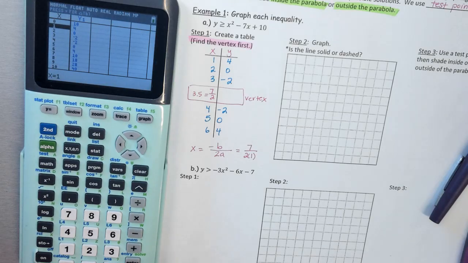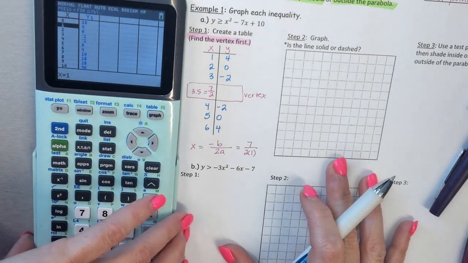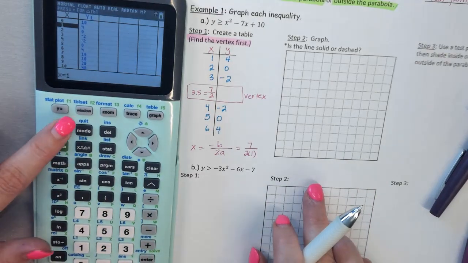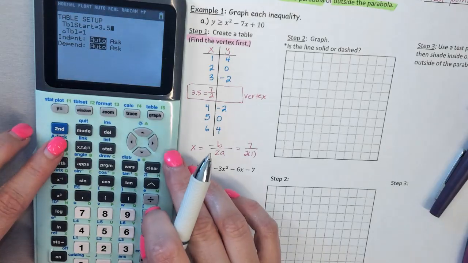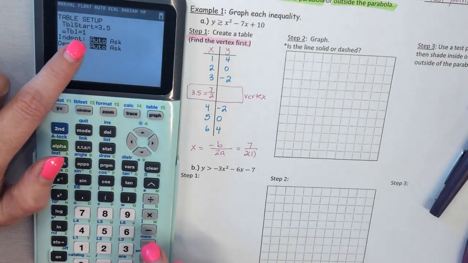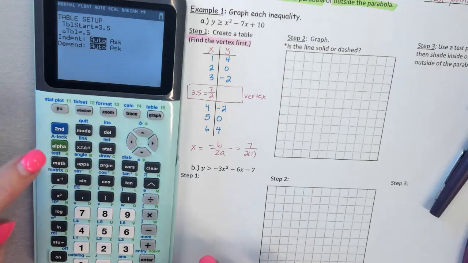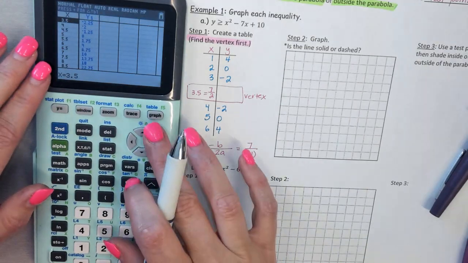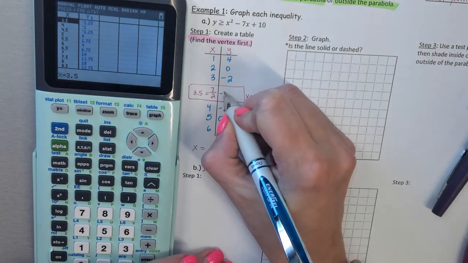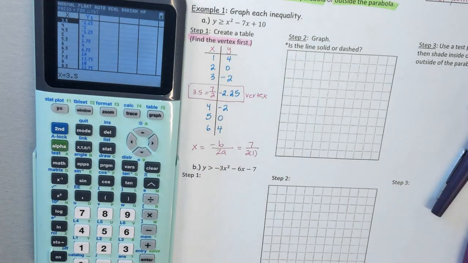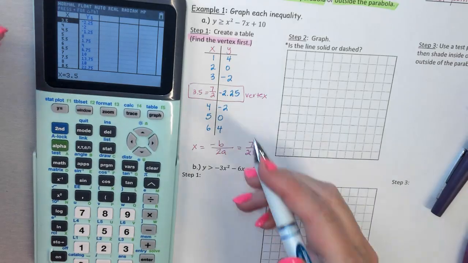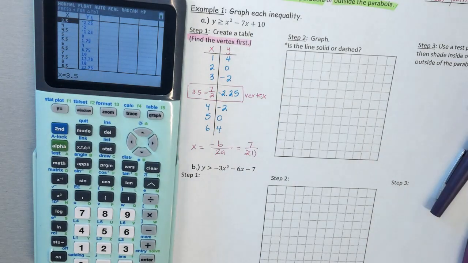To find out what happens at 3.5, one thing you can do is you can go to second table set. You could start at 3.5 and just see what that is. Or you can make your change in the table by halves, and you can see what happens there. So we get negative 2.25 is what you get. You can always verify that by plugging it back in.